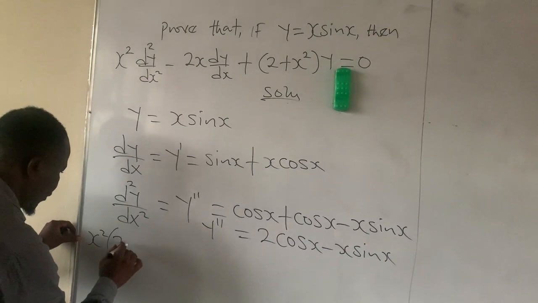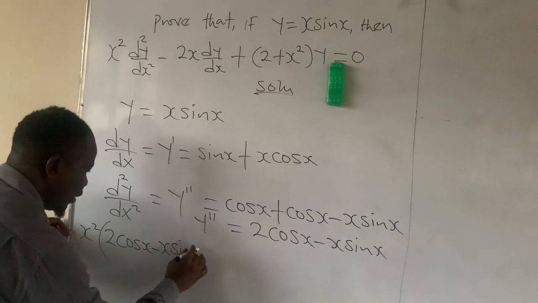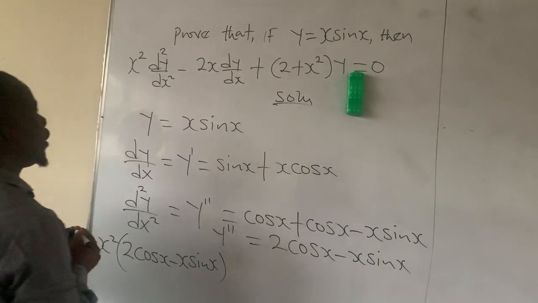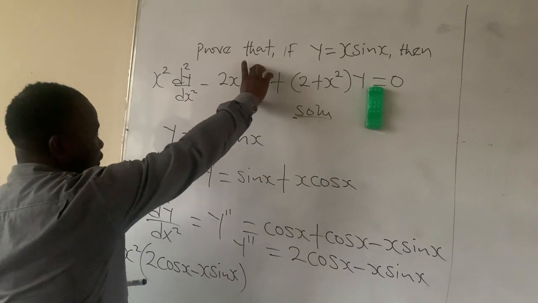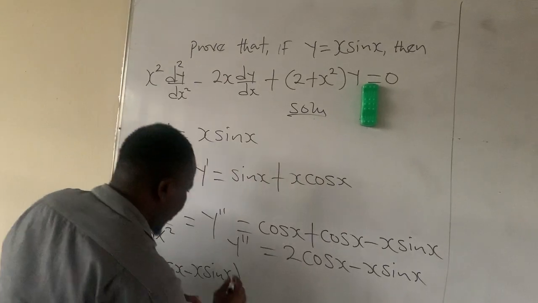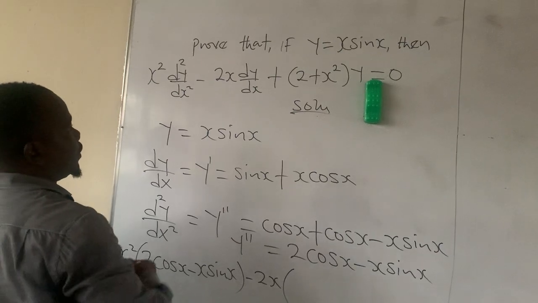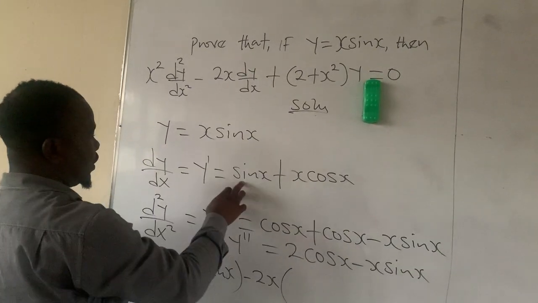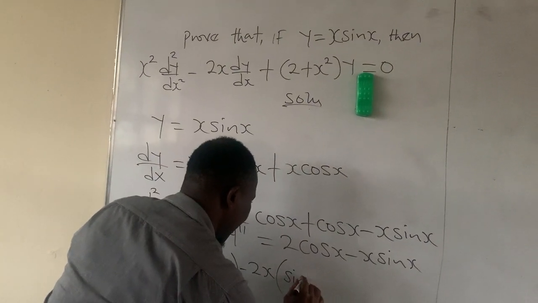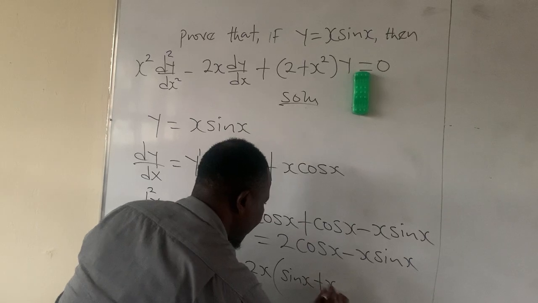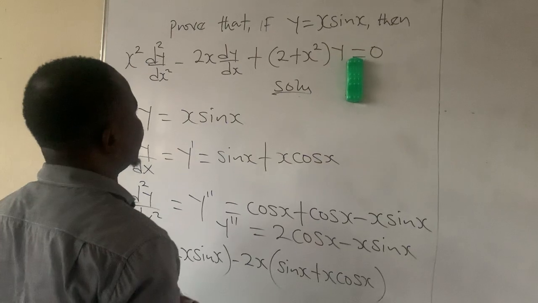2 cos x minus x sine x, close bracket. Then what do we have here? Minus 2x, and our first derivative is this. Okay, we write minus 2x, open brackets. Our first derivative is sine x plus x cos x, so we write sine x plus x cos x. Okay, we close the bracket.